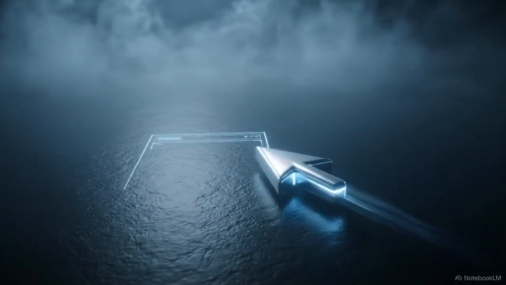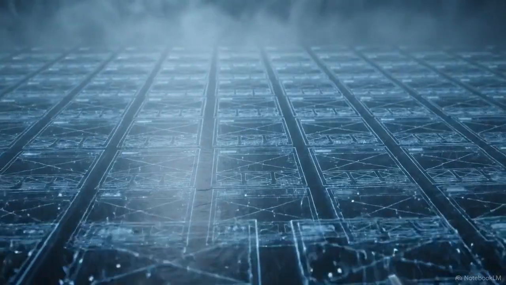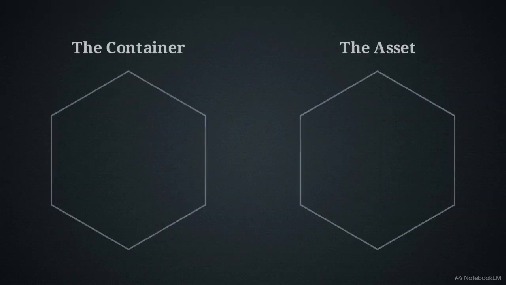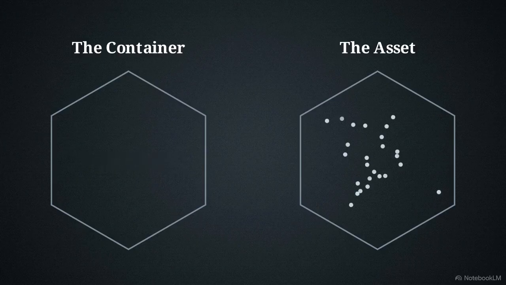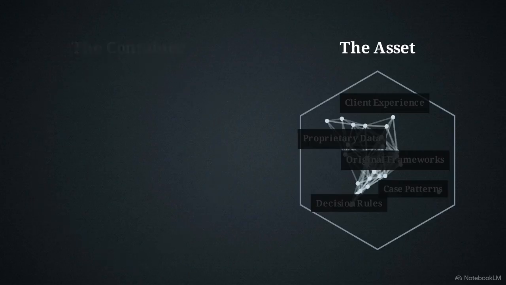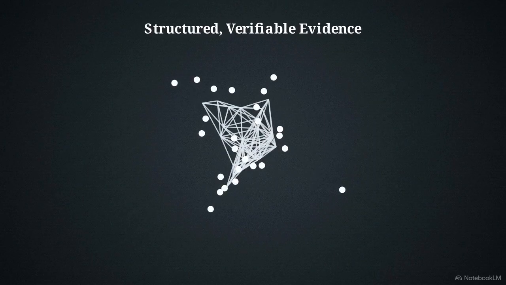We operate in an economic reality where formatting tricks and generic advice have zero scarcity. The structure of an article is completely commoditized. As we see here, a true competitive advantage requires something scarce. It requires proprietary knowledge, accumulated client experience, internal data, and documented decision rules. A competitor can mimic the container, but they cannot clone 10 years of client experience converted into structured, verifiable evidence.